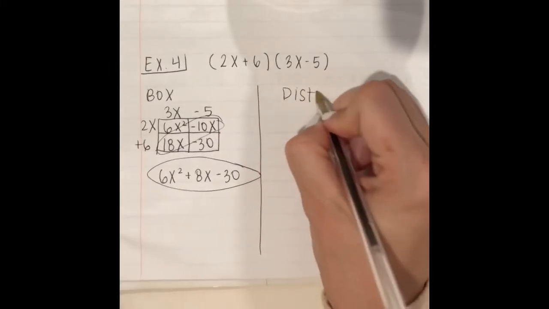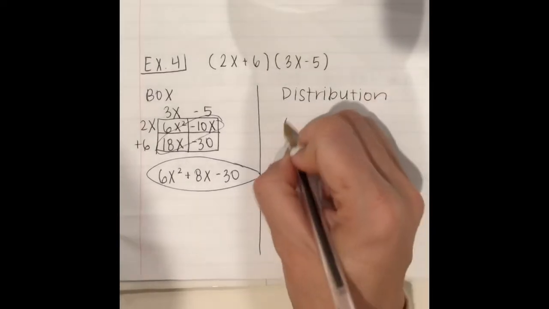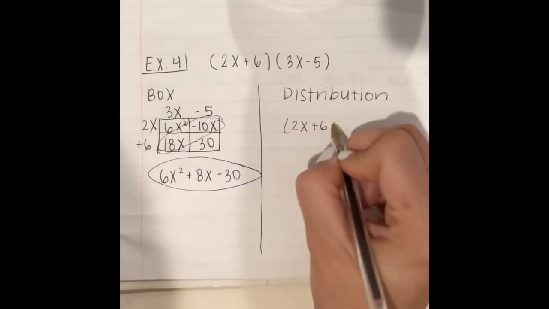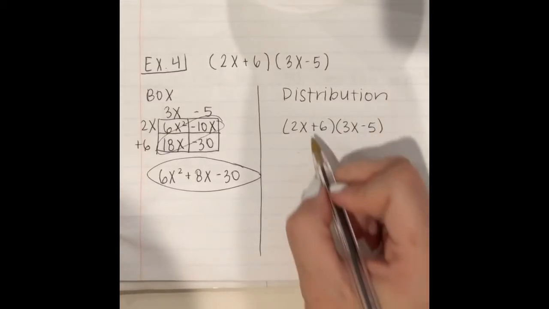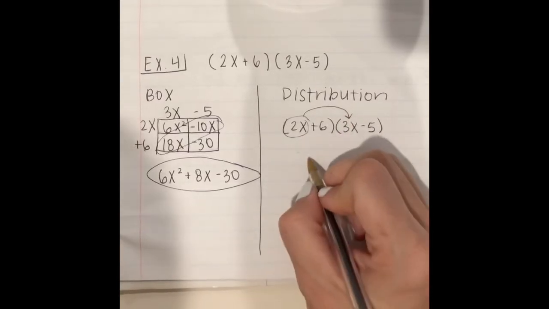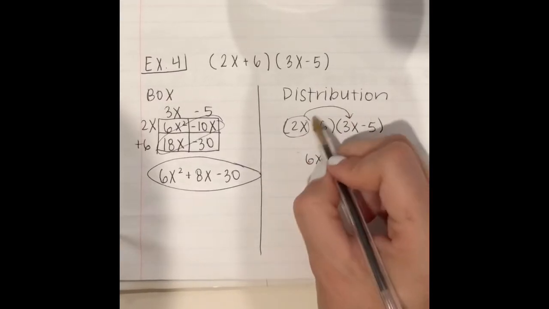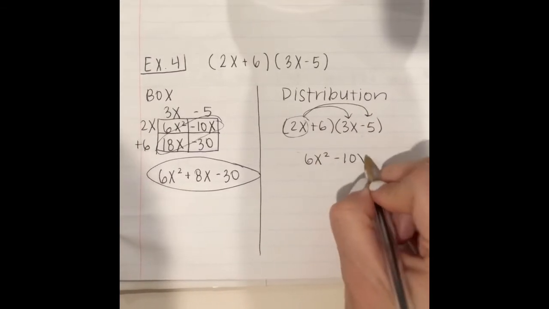And distribution. Okay, so we'll take 2x and we'll multiply it by 3x. 2x times 3x gives us 6x squared. 2x times a negative 5 gives us a negative 10x.